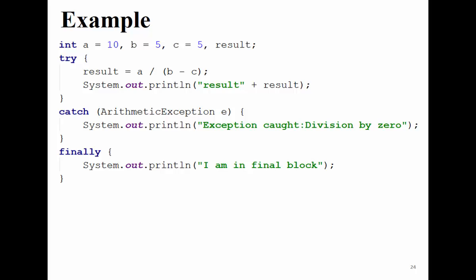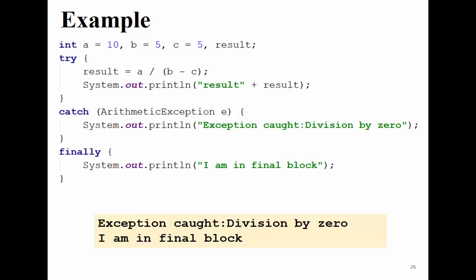Do we have an arithmetic exception to catch? Yes, we have a catch block, arithmetic exception. Then we have this exception caught by dividing by 0. And then, where are we going to go? We're going to go to the finally. I already mentioned what the point of it is.